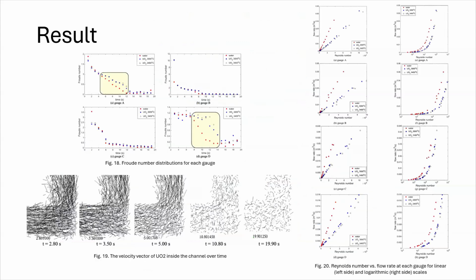Next are Froude numbers. We can see that Froude numbers for water and uranium dioxide have a similar pattern, but there is an abnormality in gauge A and gauge D. The Froude number correlates with how high the fluid can jump in the flow. A higher Froude number means the fluid can jump higher in the flow.